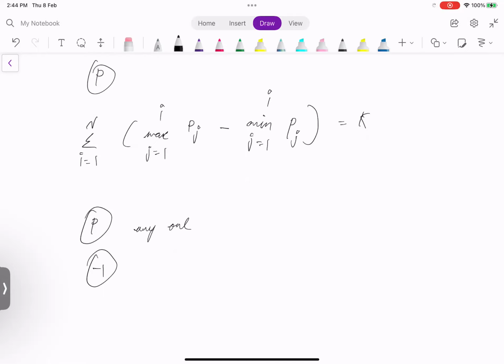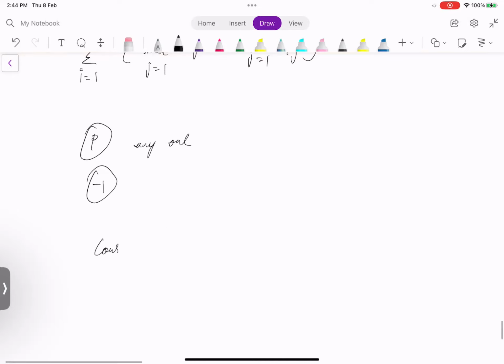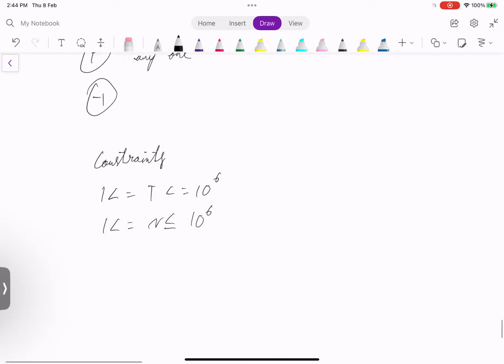If you look at the constraints of this question, the number of test cases can be in the range 1 to 10^6. N can be in the range 1 to 10^6. And K can be in the range 0 to N squared. And the summation of N over all test cases won't exceed 10^6. So this is what the constraints are.